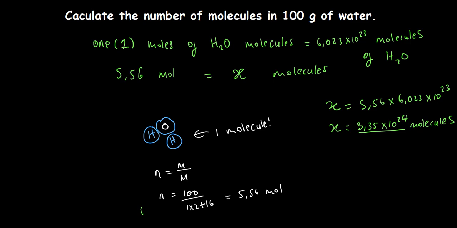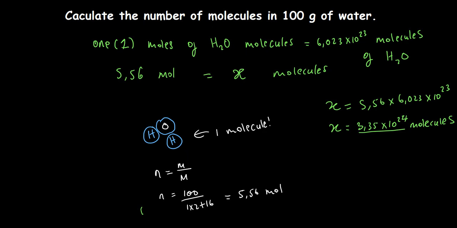Great. So you can see that it's a lot of molecules. 1 mole is 6.023 times 10 to the power 23. But 5.56 moles is 3.35 times 10 to the power 24 molecules. 3.35 times 10 to the power 24 of these things. It's a lot.